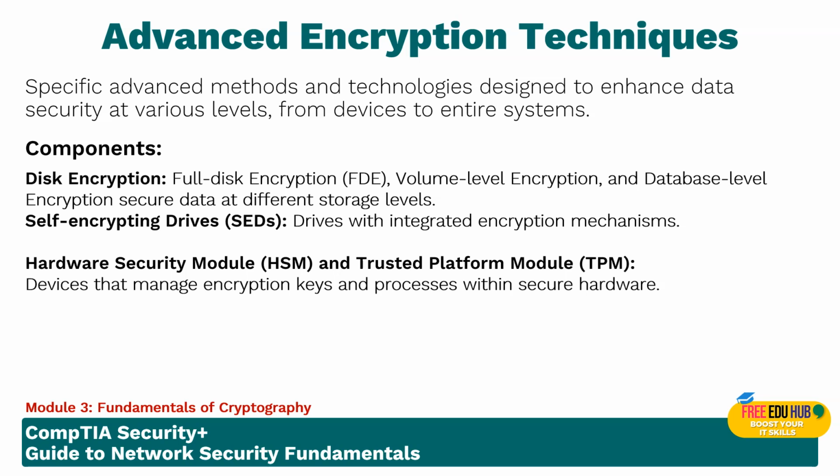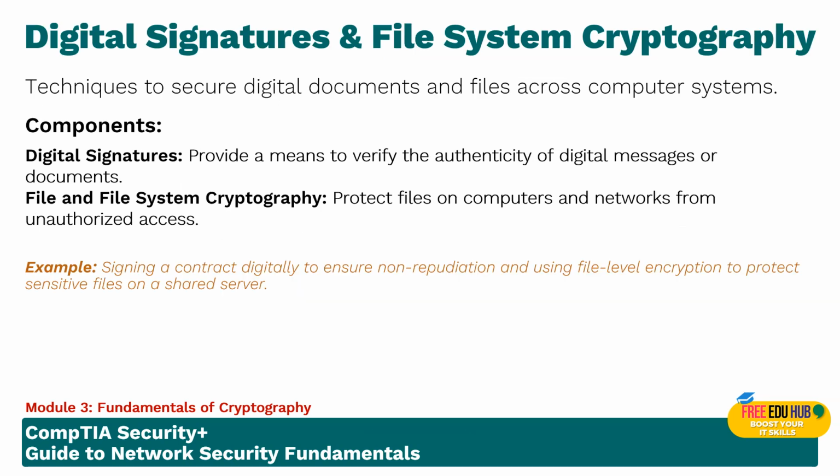Now we have digital signatures and file system cryptography. It's a technique to secure digital documents and files across computer systems. Digital signatures provide a means to verify the authenticity of a digital message, a document, or even software. Now, file and file system cryptography protects the files on computers and networks from unauthorized access. Digital signatures we'll be covering in detail in our lecture on advanced cryptographic algorithms. Now, digital signature algorithms create digital signatures which can verify the sender, prevent the sender from disowning the message, or can prove the integrity of the message.